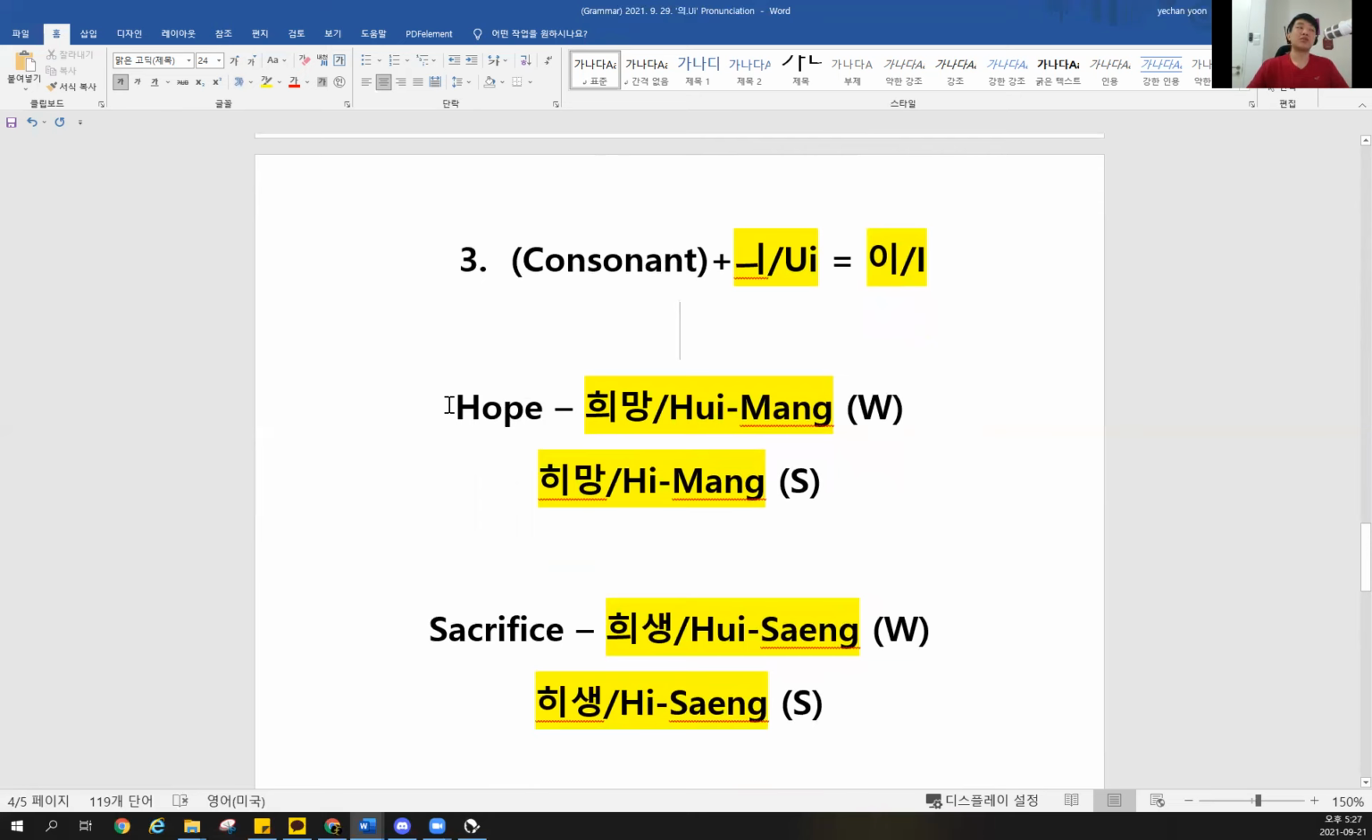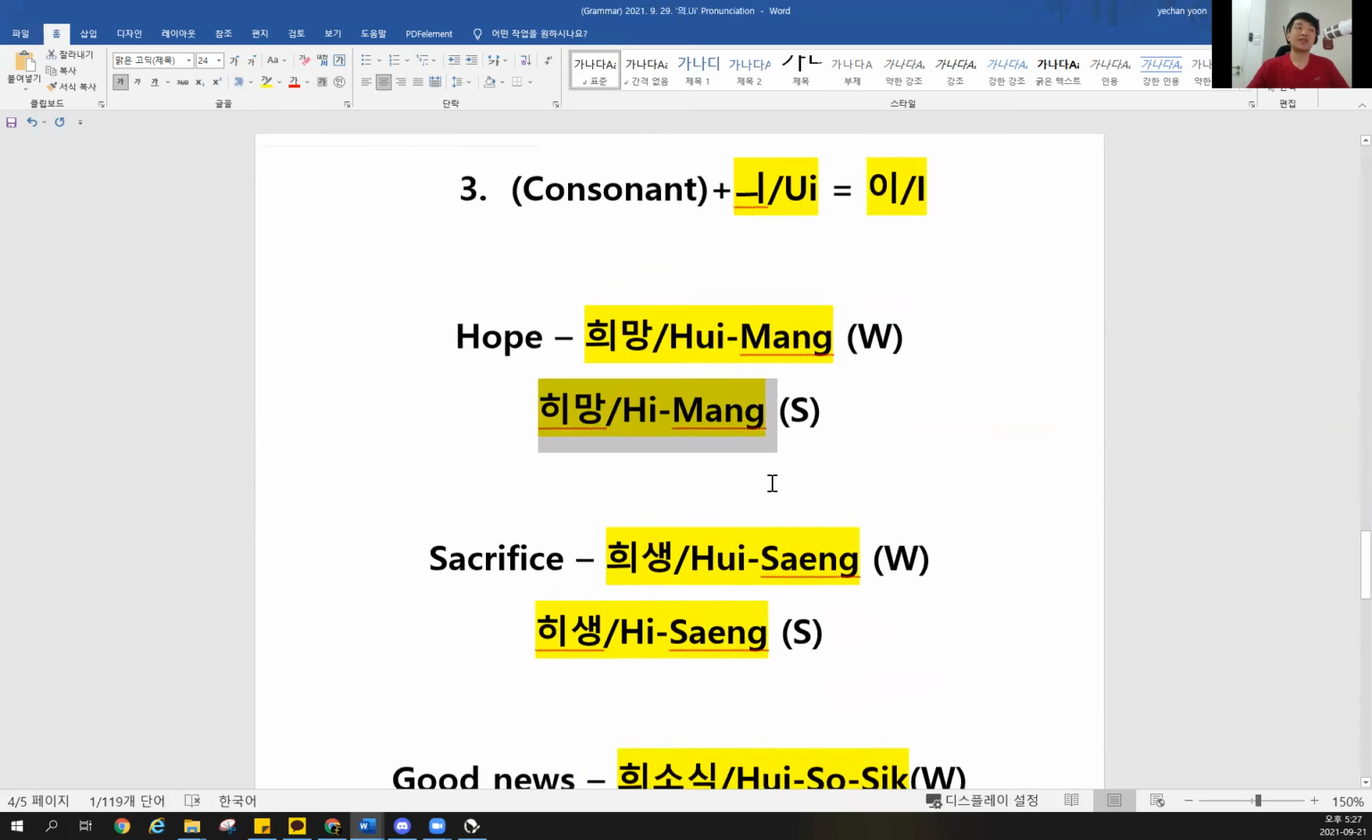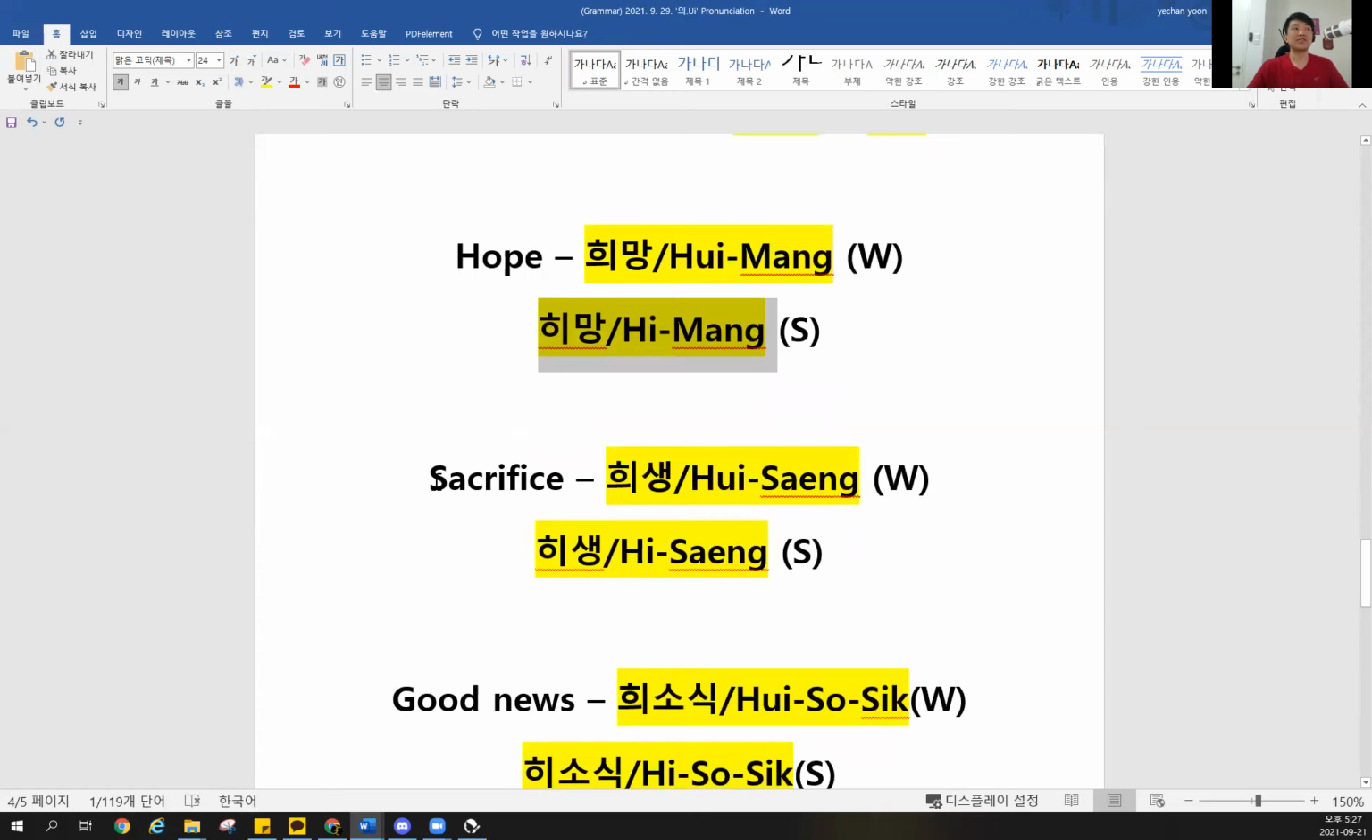Hope. Hope, you can say 희망. The right writing is 희망, but it's hard to pronounce, right? So you can pronounce it as e. Then how can you say it? 희망. All right, this is another example.